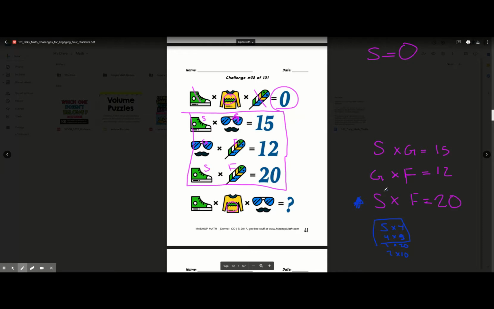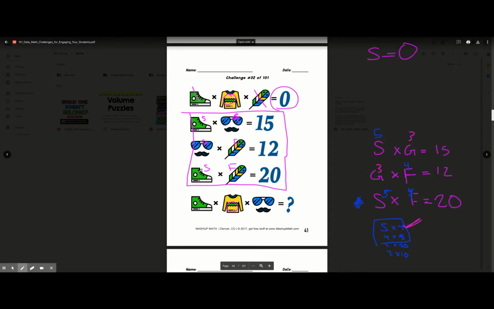So 5 times 4 equals 20. That's a 5 for the shoe, so putting in a 5 up there, and then I put a 4 for the feather. So what would I have? G times 4 would equal 12. Well, G being 3, 3 times 4 would equal 12. So let's see if I plugged in 3 up here, would it satisfy? 5 times 3 does in fact equal 15. So we were lucky and actually got it right on the first try.